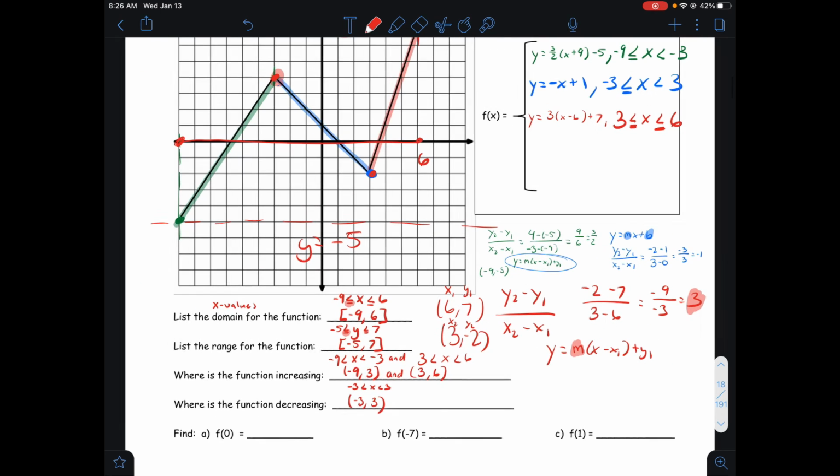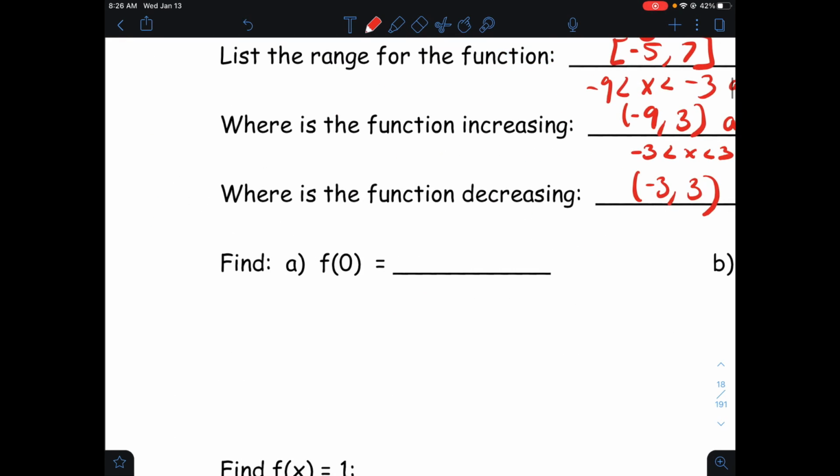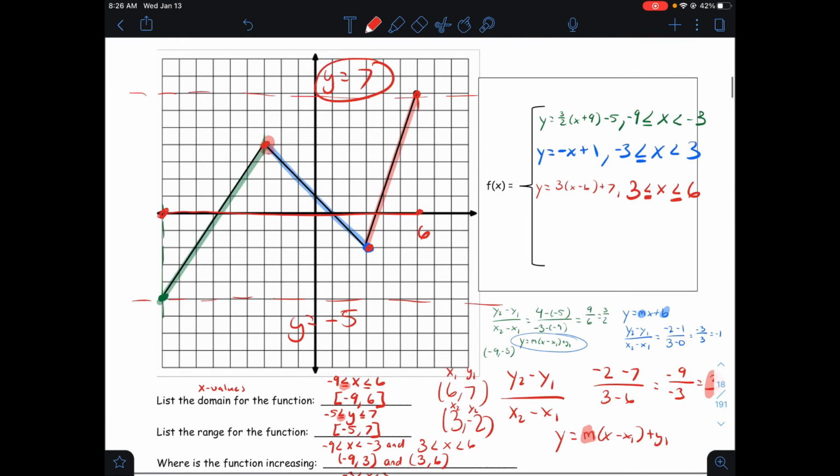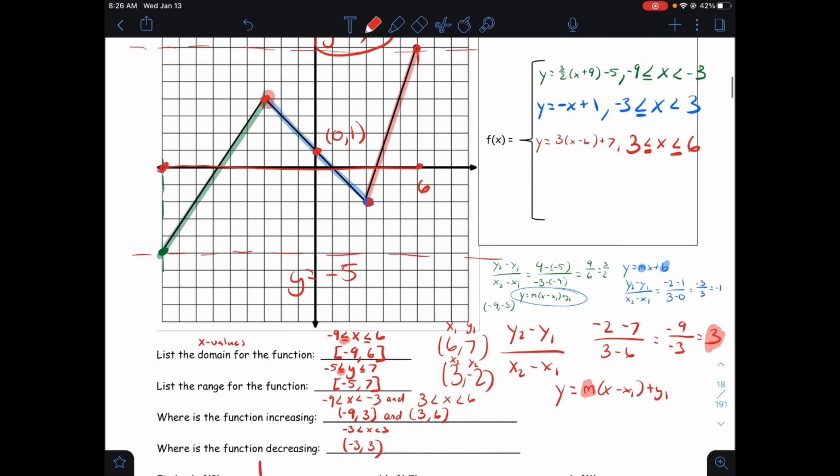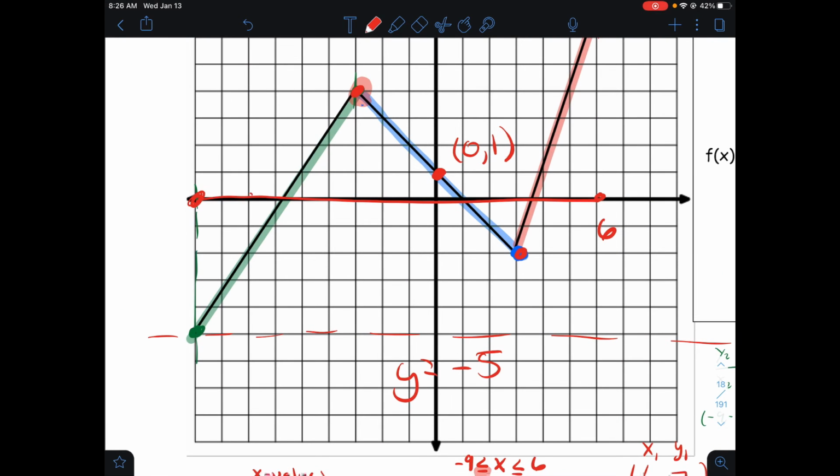Next, it says find f of 0. So all they're asking you to do here is they're saying, well, when your input is 0, what is your output? So let's look. Input 0, your output is 1. So that is going to be 1. Now it says f of -7. So let's go to -7. You input -7. Your output is -2.